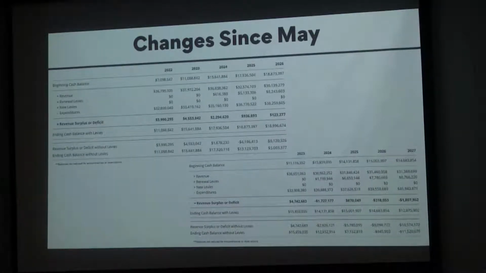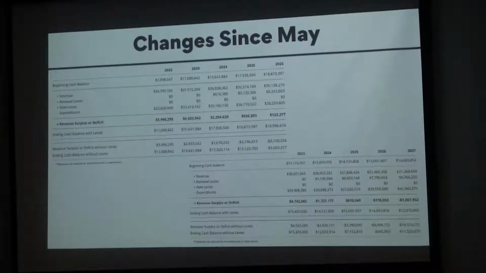Okay, so jumping into the changes since May. This one on the top, that is the forecast as it stood in May. Then at the bottom, that's the current version. So obviously the major difference is that we have 22 actuals now, and we've added the assumptions for 27.